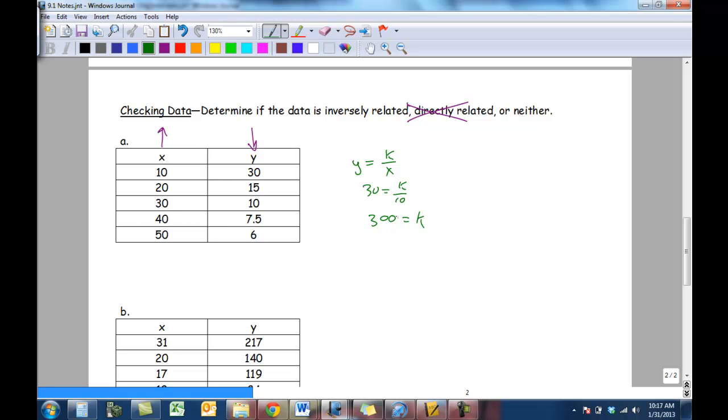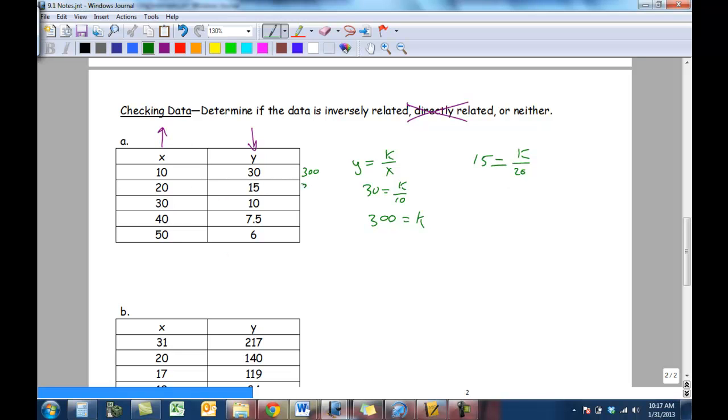Right? So here's the thing. In this case, k was equal to 300. But we have to make sure that that's the same for all of these. Now here's the thing. What we did to find k was we multiplied y times x. We took y, 30, times x. So here's the thing. Rather than set up 15 is equal to k divided by 20 and have to solve this each time, k times x.